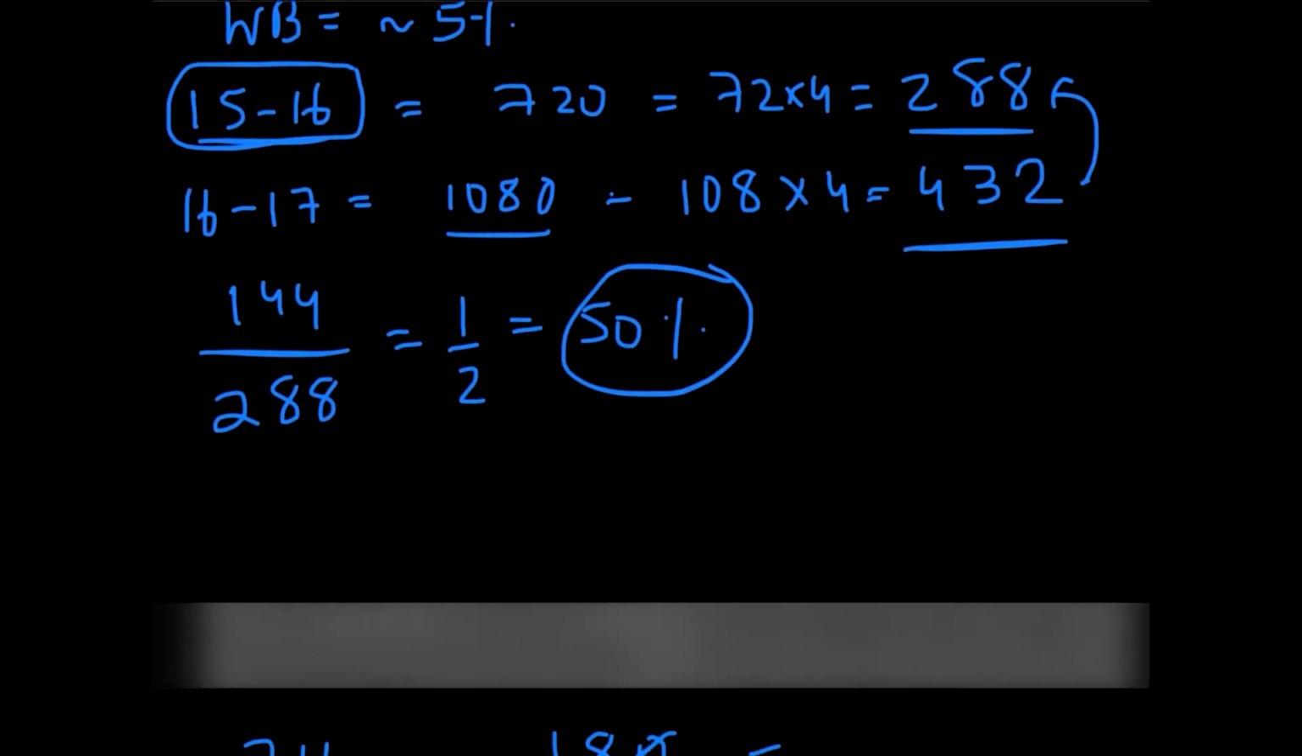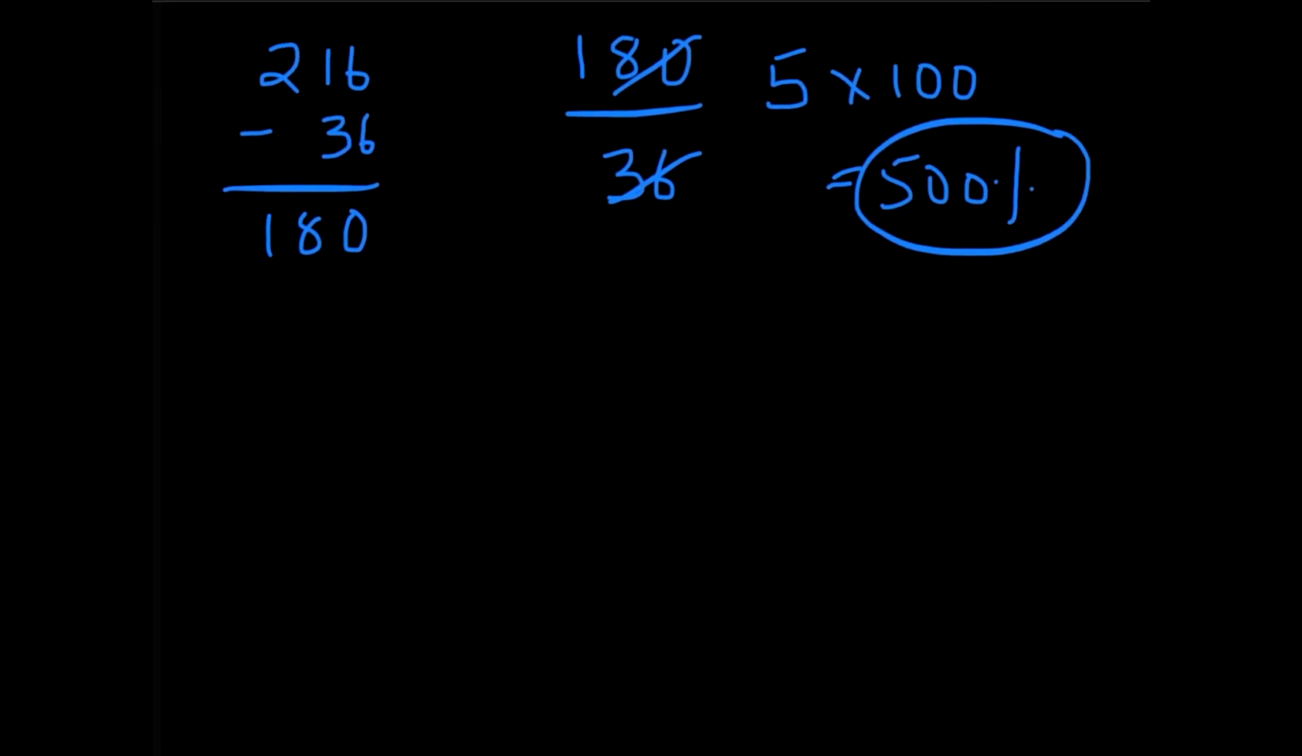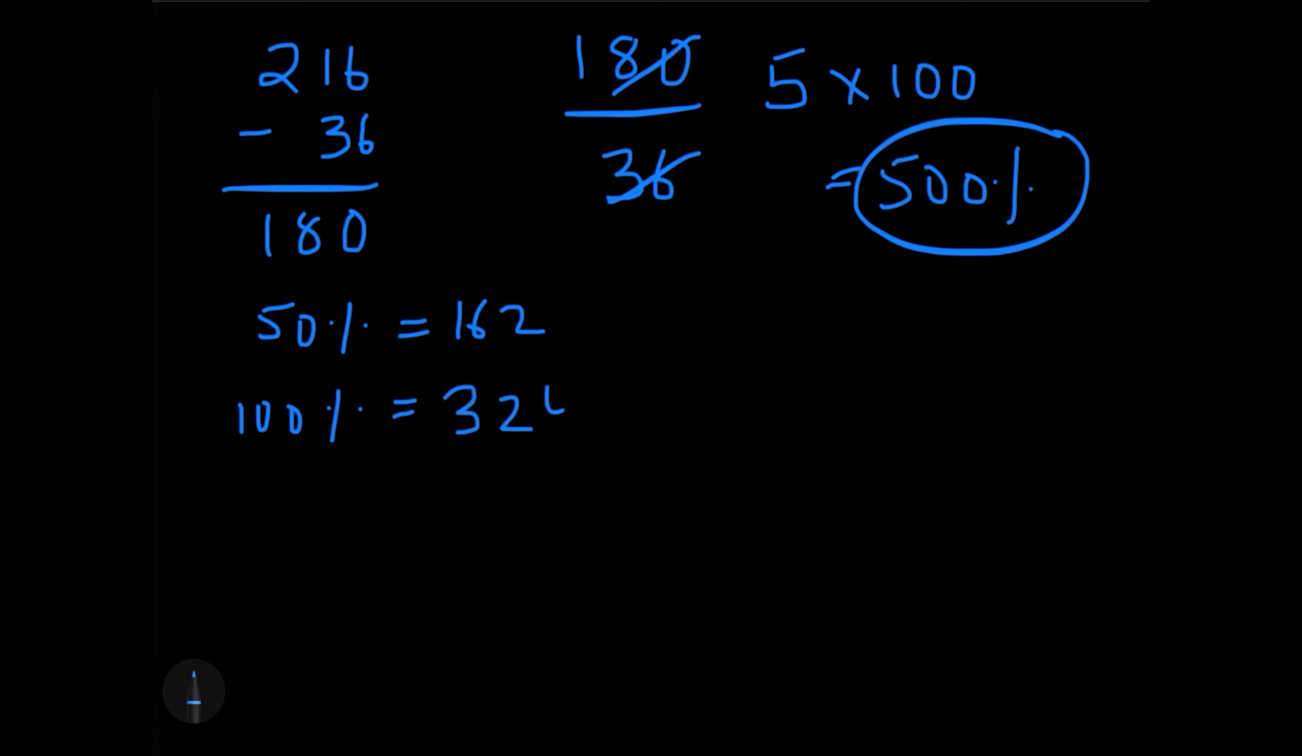162 is 50% of what is actually produced. So if 50% is equal to 162, then the total 100% will be double of 162, and the double of 162 is 324. So now the entire thing changes. Now they are asking us, 324 will be what percentage of the pie chart?